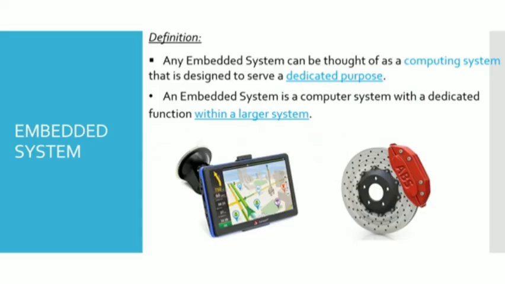Let's start with the definition of an embedded system. An embedded system is a computing system that is designed to serve a dedicated purpose. Mostly, it will be a subsystem to perform a dedicated function within a larger system. For example, a GPS navigator or an anti-lock braking system within a vehicle.